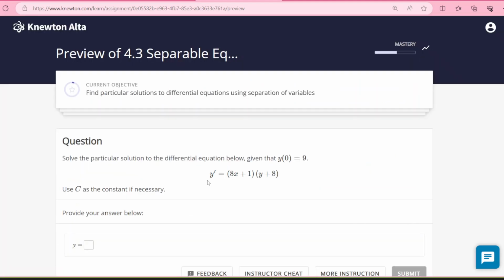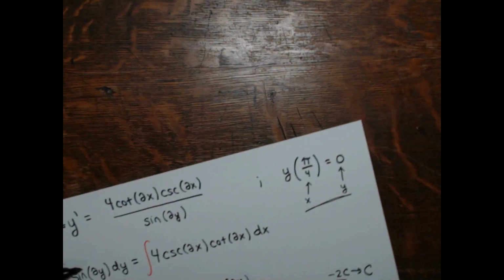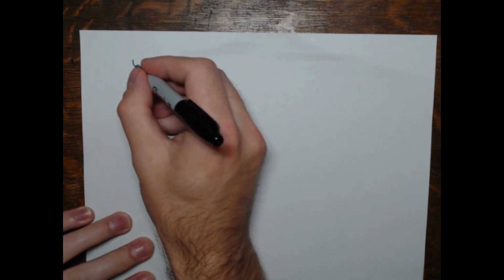All right, so we're back to another one of these. I want to find a particular solution that satisfies a condition. This time the condition is, the value of y when x equals 0 is 9. And we have this equation. Right, so again, I'll write this initial value problem out and solve it using separation of variables.